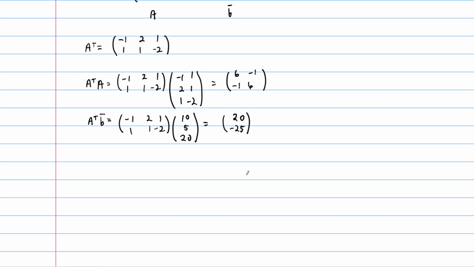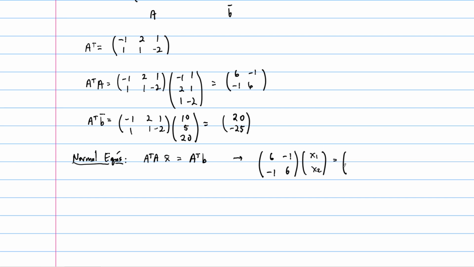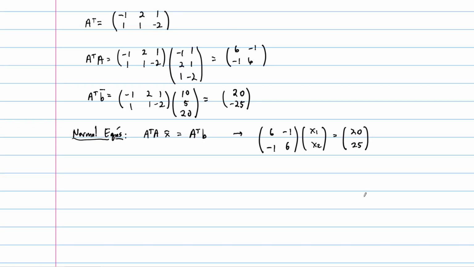And so our normal equations are going to be given by this system, or the normal system, maybe we could call it: A transpose A times x equals A transpose b. Notice the transposes are all already worked into this system. The system is now the matrix 6, -1, -1, 6 times the unknowns x1, x2. Those haven't changed. Equals the right-hand side, 20, -25. And this can be solved now.